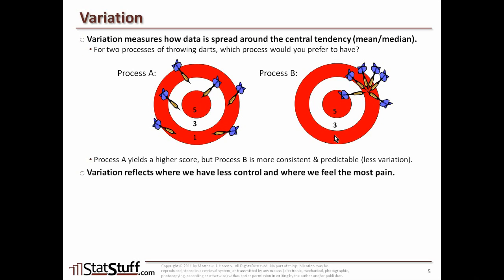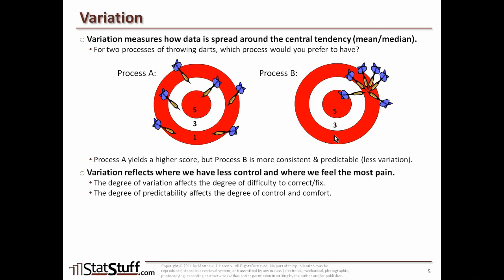So variation really reflects where we have less control and where we might feel the most pain. So the degree of variation affects the degree of difficulty that we might have in trying to correct or fix whatever is causing the pain that we're feeling. The degree of predictability affects the degree of control and comfort we might expect to see. So let me give you an example of that.